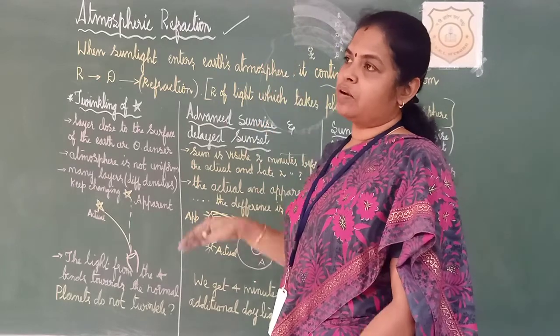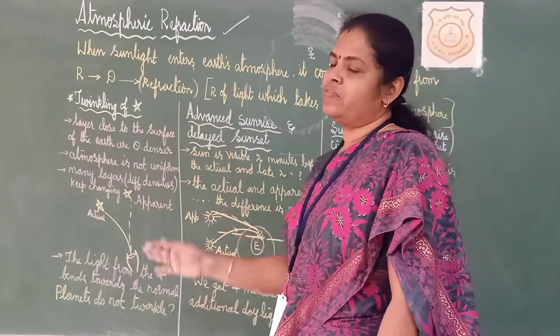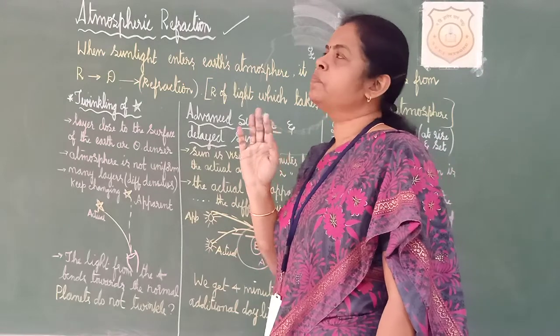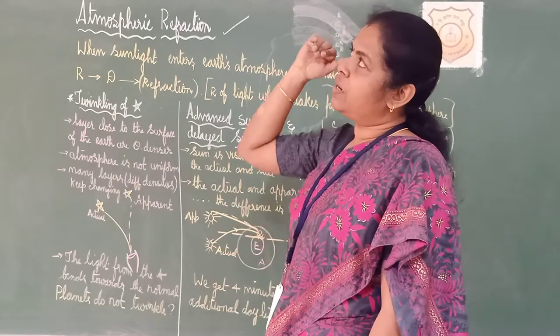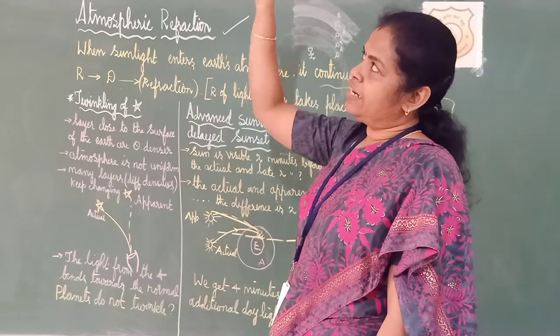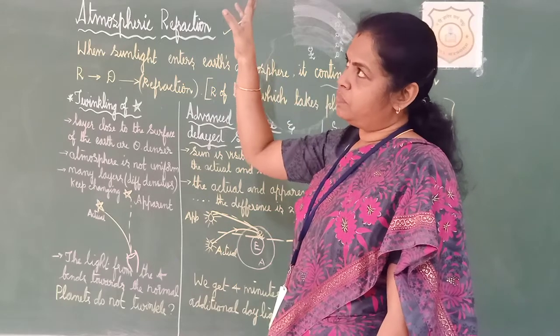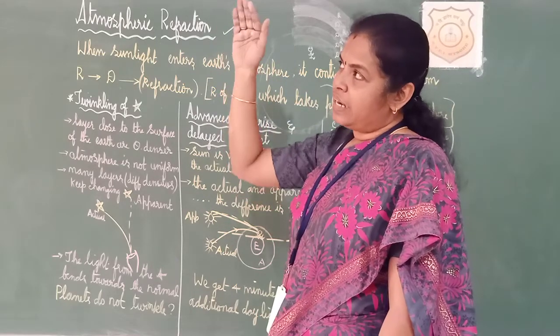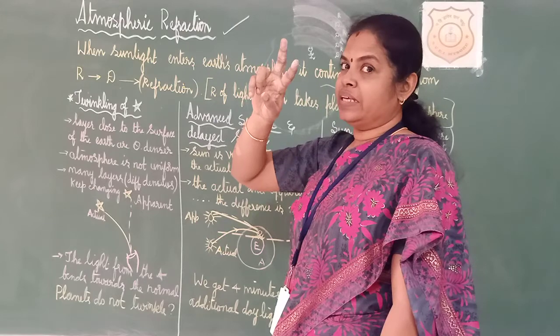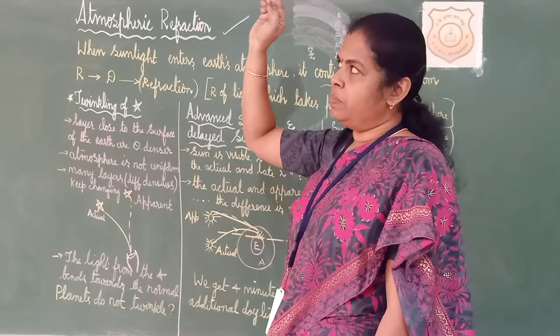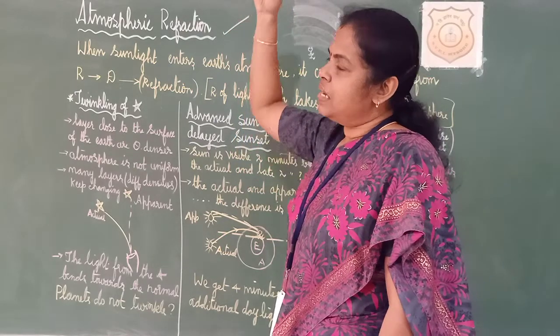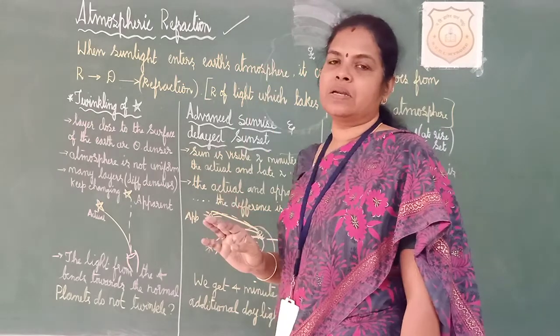In the atmosphere there are many layers, so the light should cross everything and reach our eyes. When it is coming like that, first it will cross the rarer medium and then the denser medium. Then rarer, then denser. When you are comparing two layers, one is rarer, otherwise it will be lesser, lesser, lesser, and the lower layer will be denser.